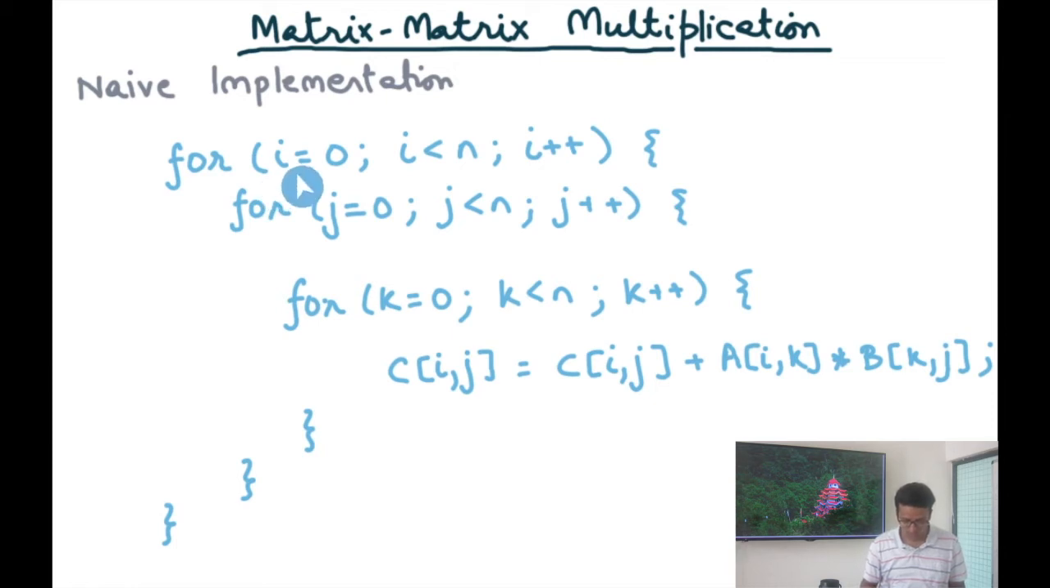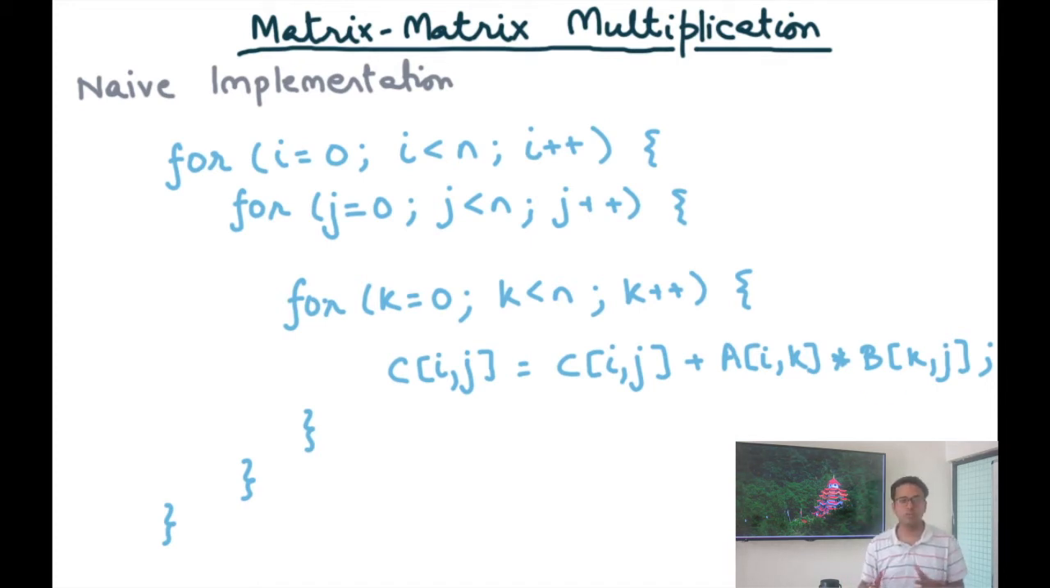For i equals 0 to n, i plus plus. For j equals 0 to n, j plus plus. For k equals 0 to n, k plus plus. C[i][j] equals C[i][j] plus A[i][k] times B[k][j].